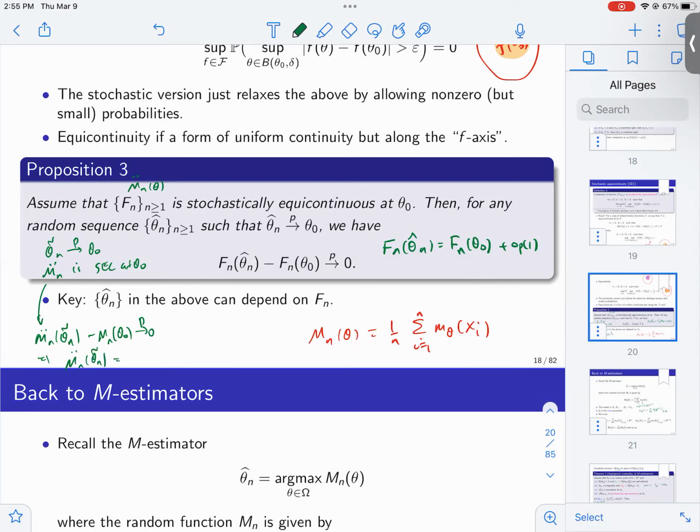Theta n is not continuous. It's just a random variable, like a sequence. But M_n is equicontinuous, and I'm evaluating that stochastically equicontinuous sequence of functions at this point. It's a property of the function, and not the domain. So you can pick any sequence and it'll still hold. This holds for any sequence convergent in probability. Yes, it's the strength of that condition, basically.